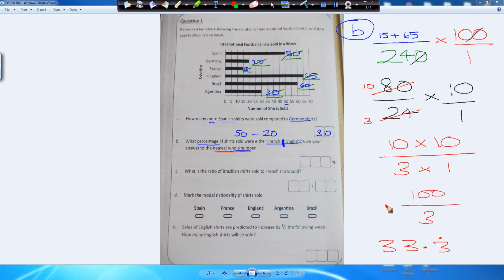Is it close to 33 or 34? 33, because it's less than halfway. The 3. So this answer here will be here. What will it be? 33. Okay, folks, these percentage questions are popping up all the time.